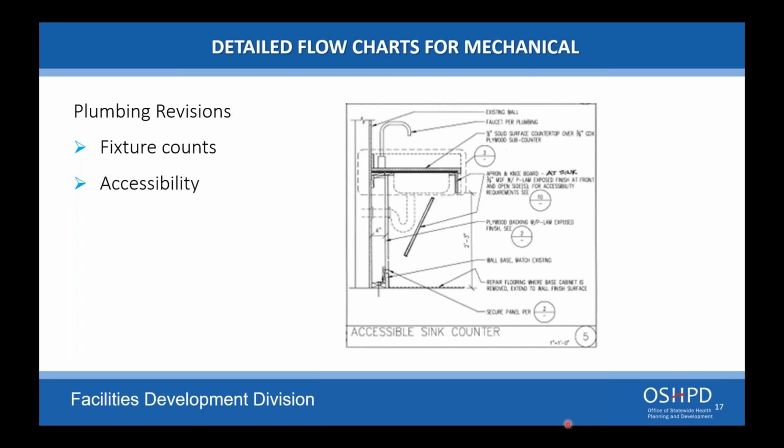So let's look at some plumbing revisions. If you're doing some plumbing modifications, we will look at fixture counts to make sure that the service being modified meets the required fixture counts. That's going to be toilets or lavs, hand washing stations, etc. And we're going to look at accessibility for those units.